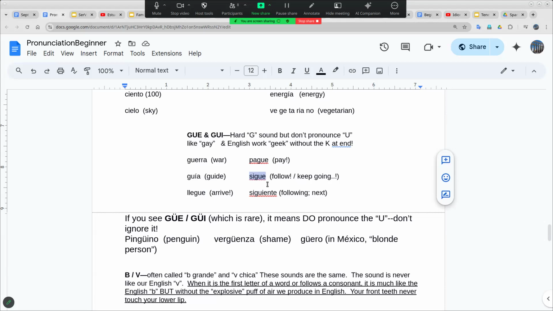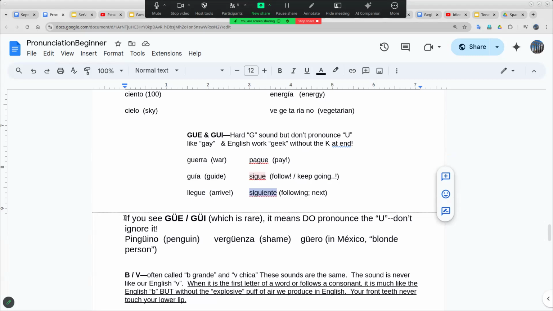Sigue 4 cuadras, go 4 more blocks. Sigue 2 cuadras, go 2 blocks. Sigue derecho, go straight ahead. Sigue means keep going or get in line behind me and follow along. One of those two. Sigue. All right. And sometimes if people are calling for the next thing up or calling for the next thing to do, siguiente. Okay, so examples of GUE and GUI combinations.